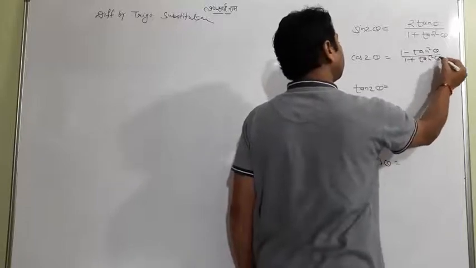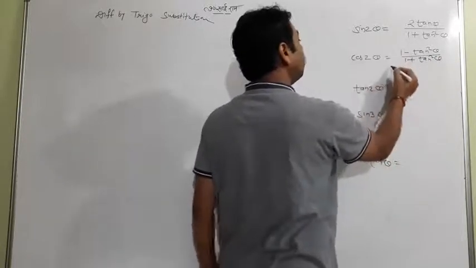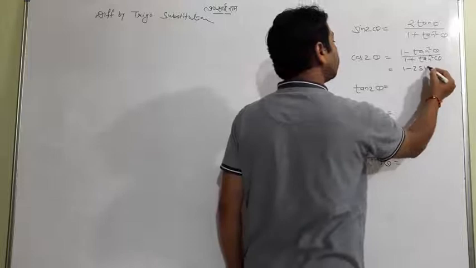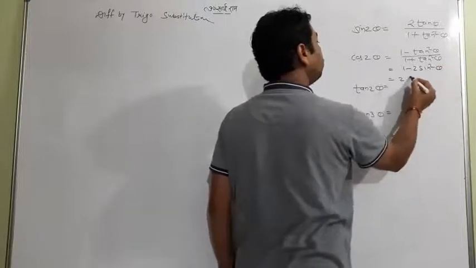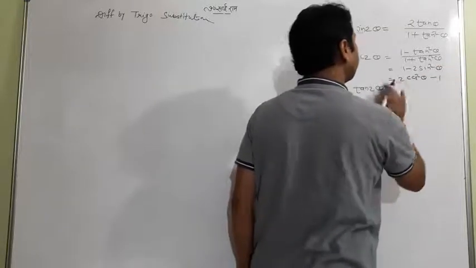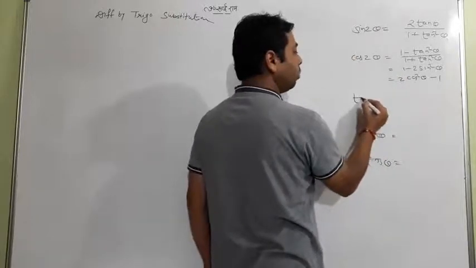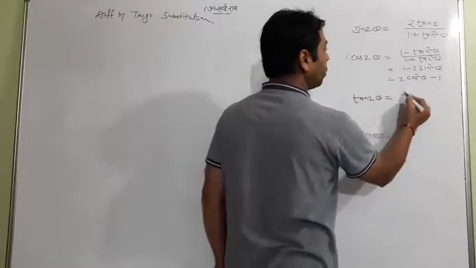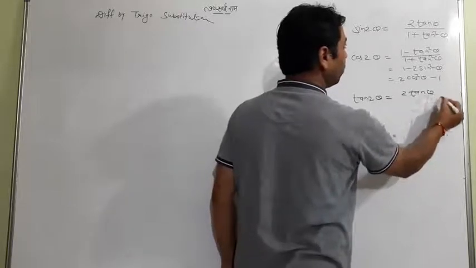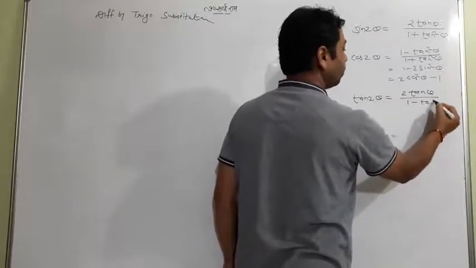Else are important also. Cos 2 theta has more formulas, which are 1 minus 2 sin square theta and 2 cos square theta minus 1. This is also okay, no matter. Tan 2 theta has a single formula which is important: 2 tan theta upon 1 minus tan square theta.